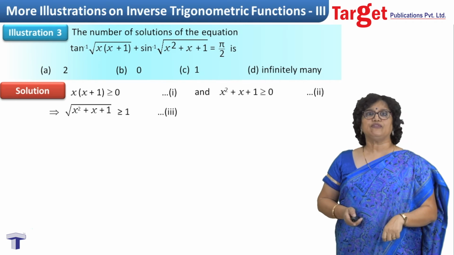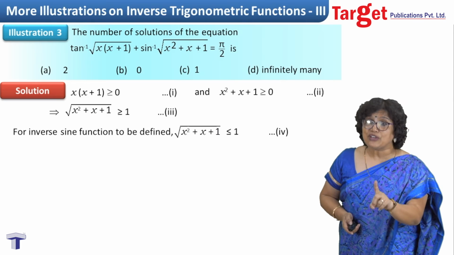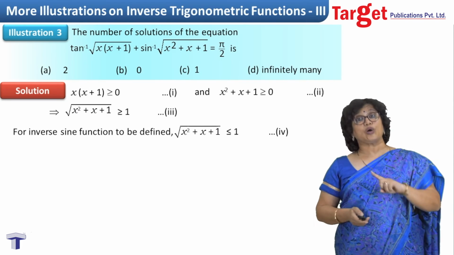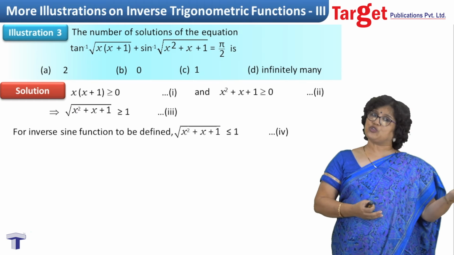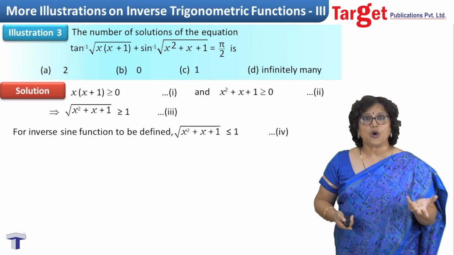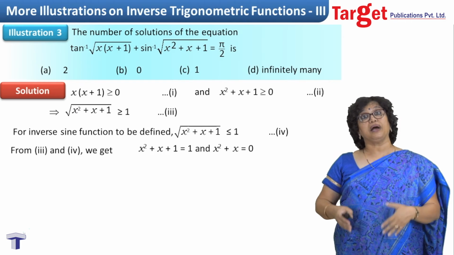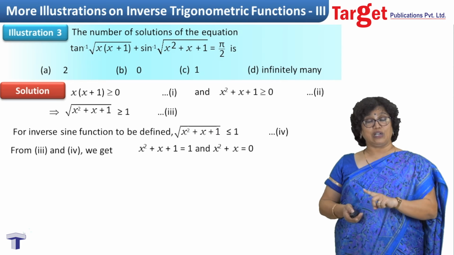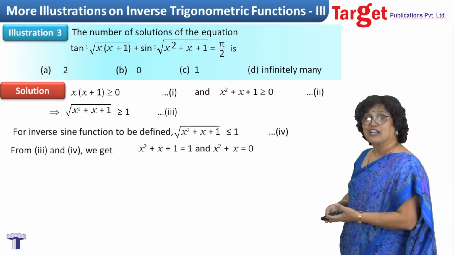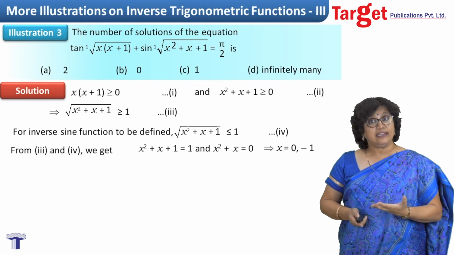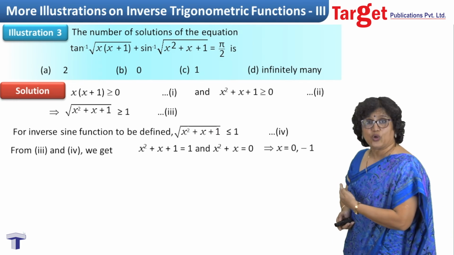But what is the condition for sine inverse? Sine inverse function would be defined when square root of x square plus x plus 1 is less or equal to 1. On one side you are saying it should be greater or equal to 1. On other side you are saying it is less or equal to 1. So what is the option left? It should be nothing but equal to 1. And if you say x square plus x plus 1 equal to 1, means we are saying actually that x square plus x should be nothing but 0. And finally, we get x equal to 0 and minus 1.